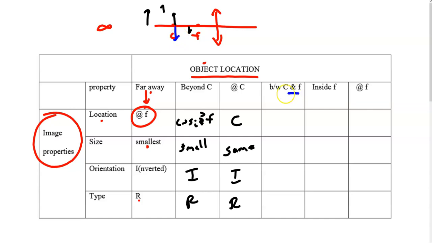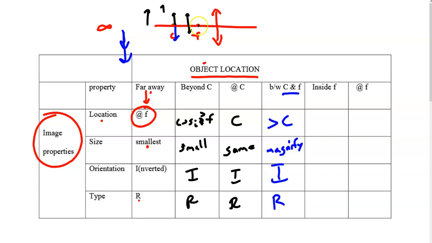Then when we move between C and F, our image is going to be beyond C, potentially way out here. And importantly, it's going to be magnified. So I'll just write magnified. I don't have space for the full word. And it can be much larger. It's still inverted, still real. Now we're continuing to move closer and closer. So I just did this case here where the object is here.